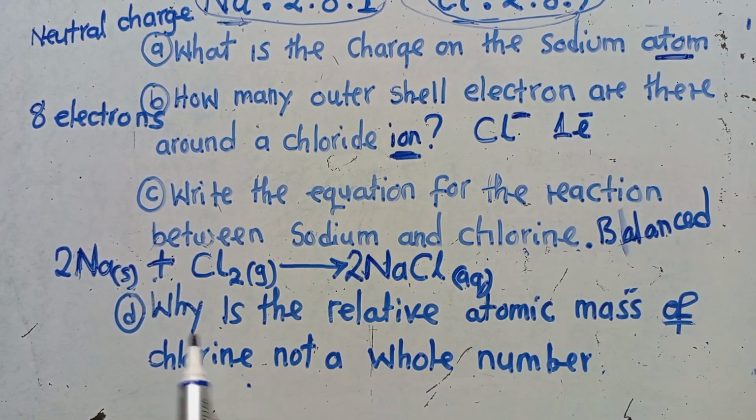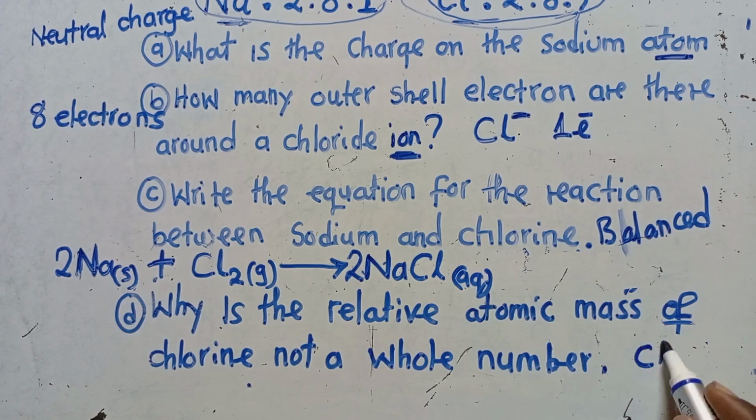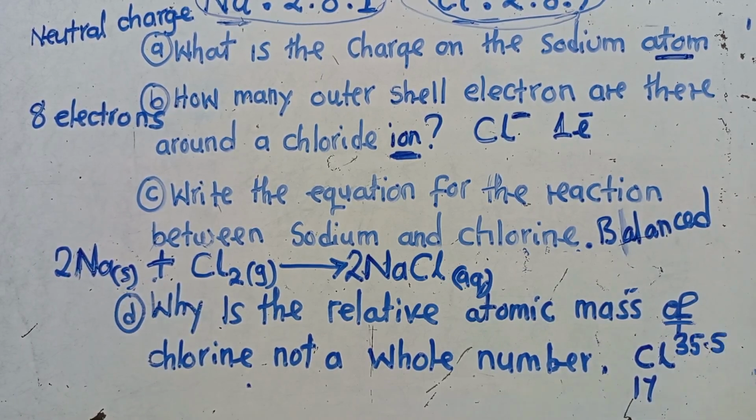So the question is saying, why is the relative atomic mass of chlorine not a whole number? They are telling you the mass number for chlorine is like this. You are going to have 17 here and 35.5 on top. So why is it that this one is not a whole number? The reason is that it is an average of the masses of the chlorine isotopes.